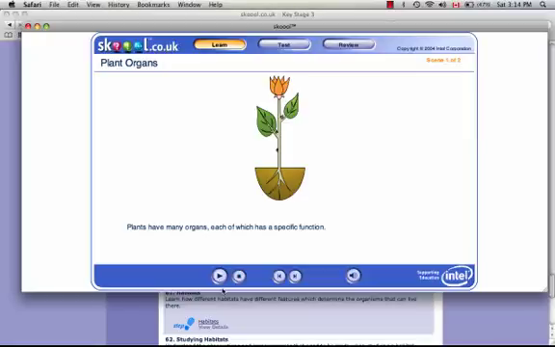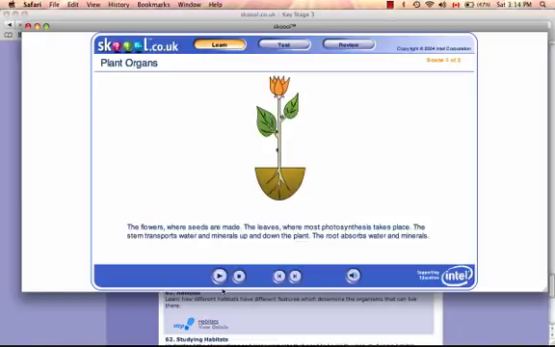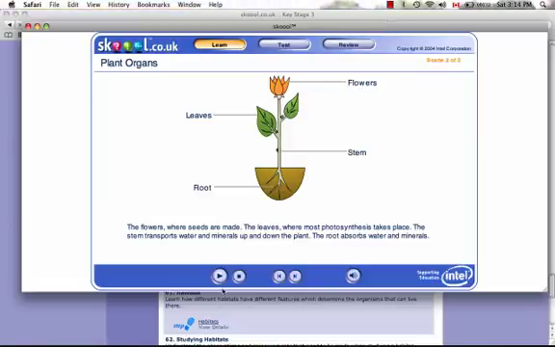Plants have many organs, each of which has a specific function. The flowers, where seeds are made, the leaves, where most photosynthesis takes place. The stem transports water and minerals up and down the plant. The root absorbs water and minerals.